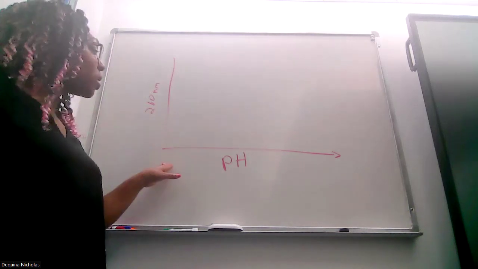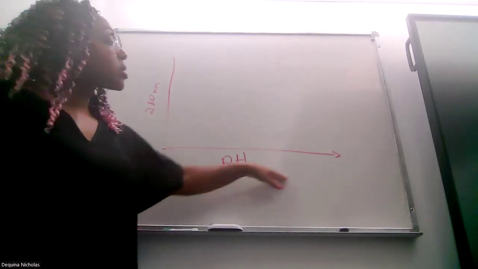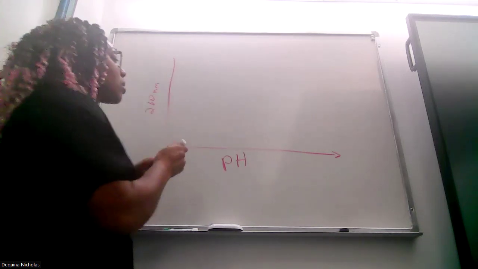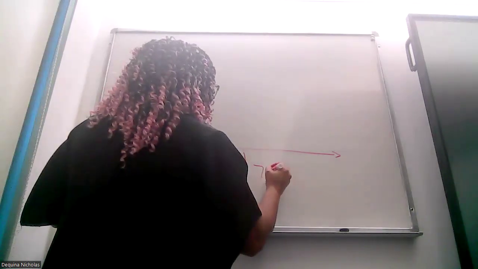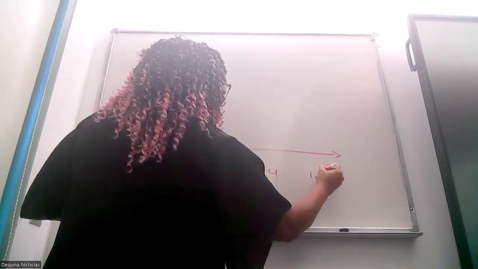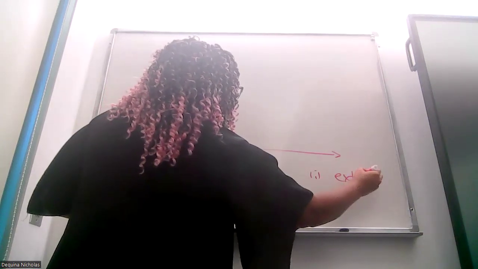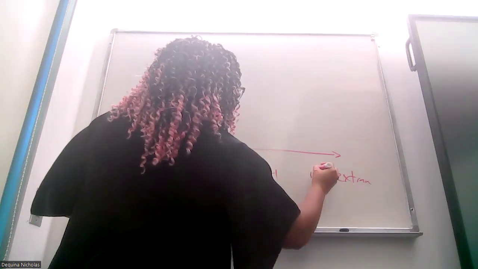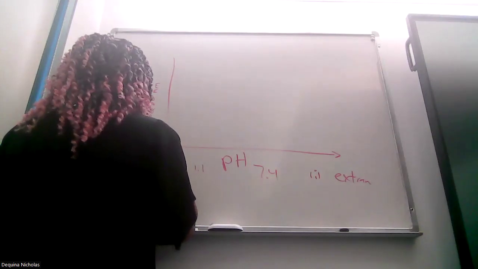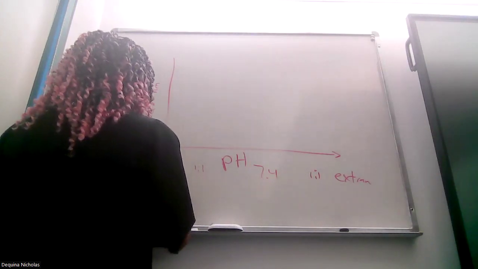So for pH, what I want to do is go over pH on the x-axis and then absorbance on the y-axis. We're going to call this neutral, 7.4. This is going to be a little bit basic. This is going to be extreme basic. And this is going to be a little bit acidic. This is going to be extreme acid.